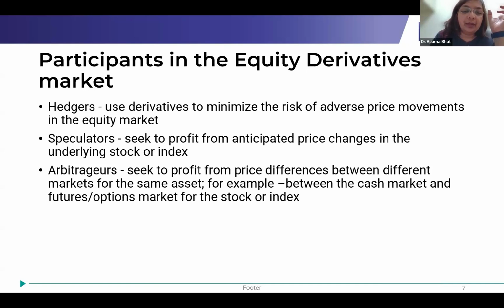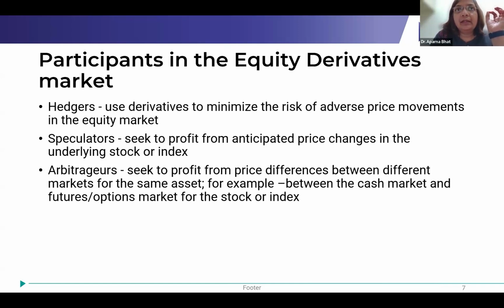And the third category of people are arbitrageurs. So what do these arbitrageurs do? In any market, in economics, there is something called the law of one price. What does that say?